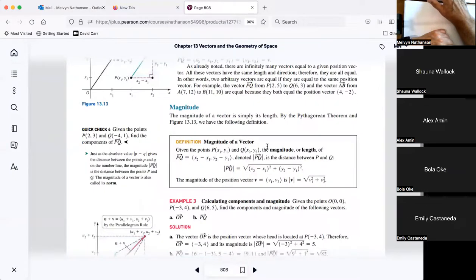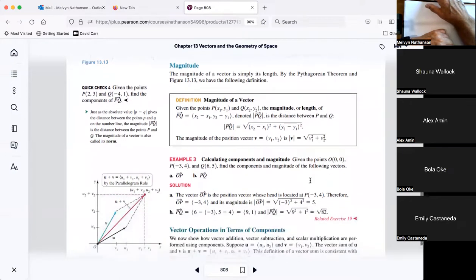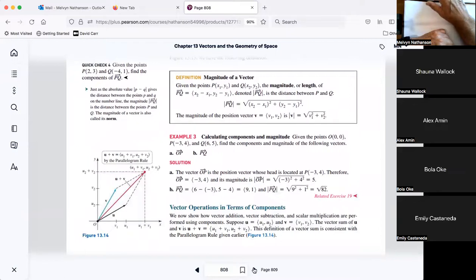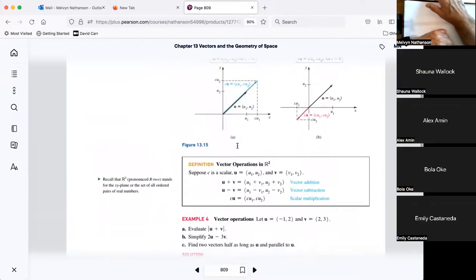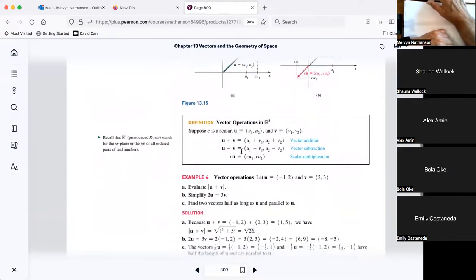The magnitude or length of the vector, they're using double lines, but from now on I will write it just like absolute value. If you take 2 points P and Q in the plane, the distance between them, or the length of the vector between them, is the square root of the sum of the squares of the coordinates. That's what it is. So this is just summarizing the rule for how you add, subtract, and scalar multiply vectors.